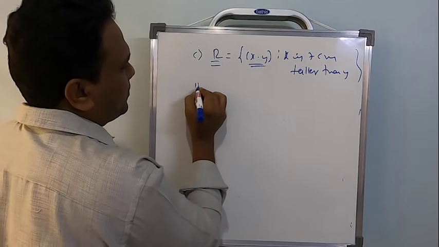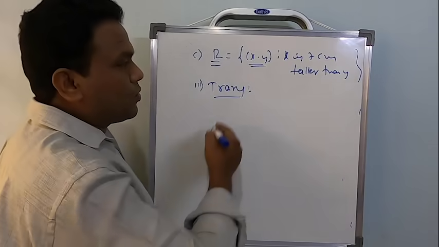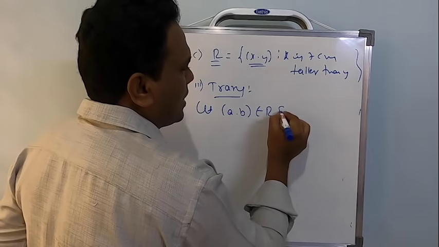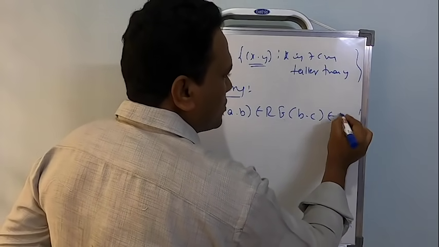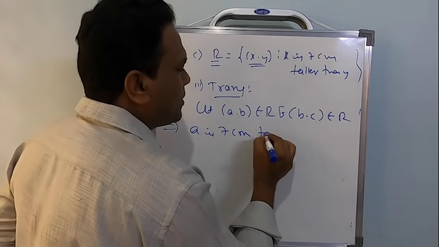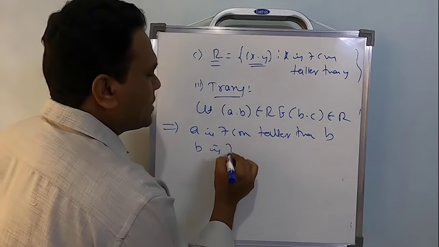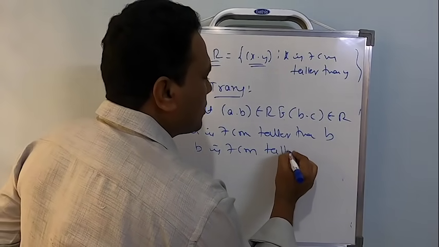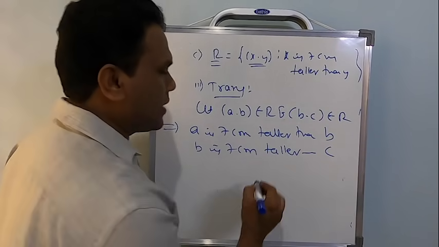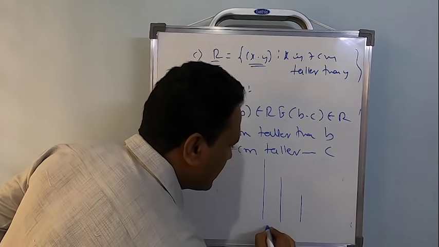The next one we have to discuss is transitive. Now how to discuss transitive? Let's consider (A, B) belongs to R and (B, C) belongs to R. This says that A is 7 centimeters taller than B and also B is 7 centimeters taller than C. So if I just draw a diagram, you can understand better. This is A, this is B and this is C.